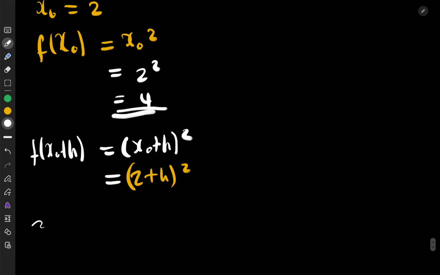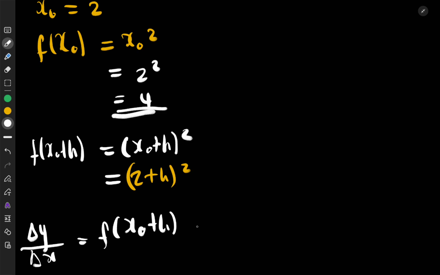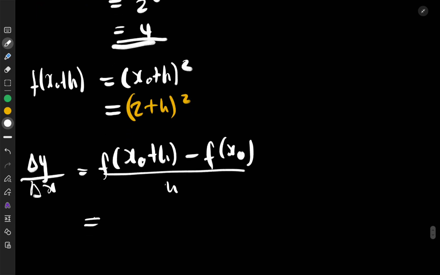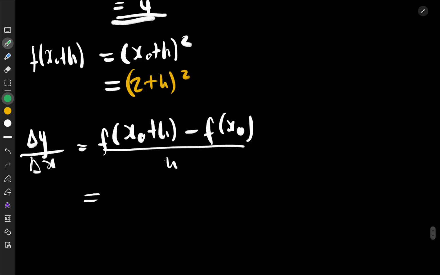And just go and say delta y over delta x is equal to f of x0 plus h minus f of x0, all divided by h. Why are we using this formula? It's instantaneous, which they want. So here we are just going to put the things. Remember, you write separately, so don't be afraid of using more space when you work out. You're going to have your own paper, so you'll be fine.